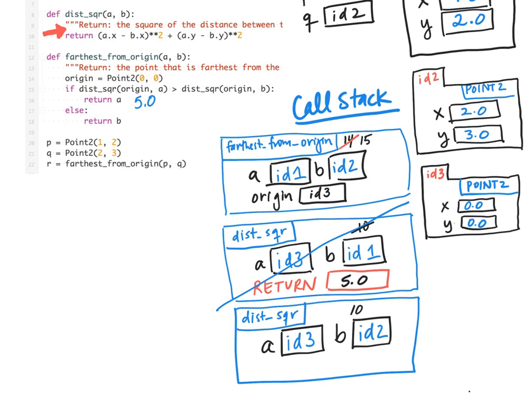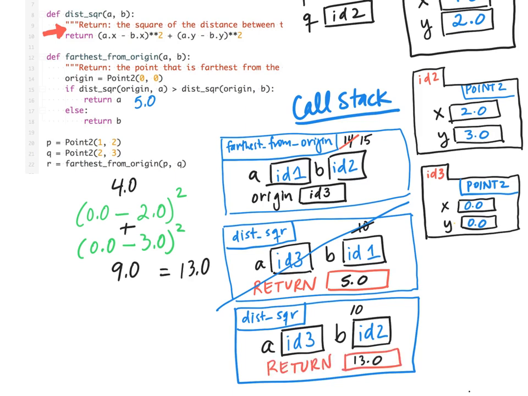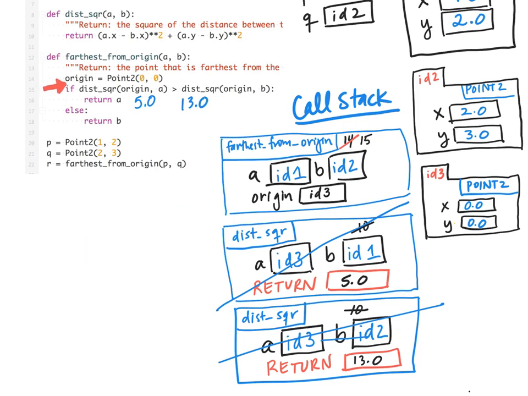And once again, we're going to look at point A's x-coordinate, subtract from it point B's x-coordinate, square that value, look at point A's y-coordinate, subtract from that B's y-coordinate, square that value, and this gives us the return value of the function. Now we've finished completing line 10 of the function. We can return from the function. We remove the call frame, and the return value 13.0 is sent back to line 15, where we can now evaluate whether 5 is greater than 13.